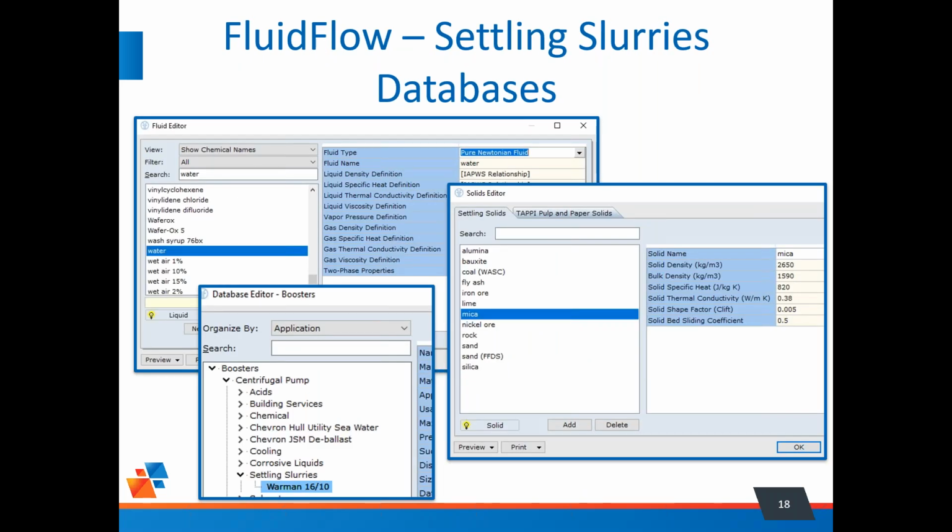Here are some screenshots of the different databases that FluidFlow comes with in terms of out-of-the-box content, and these databases are fully customizable, so you would be able to define your own fluid, Newtonian or non-Newtonian for the non-settling type of slurry, your own type of solids, as well as different components, boosters, valves, and so on.